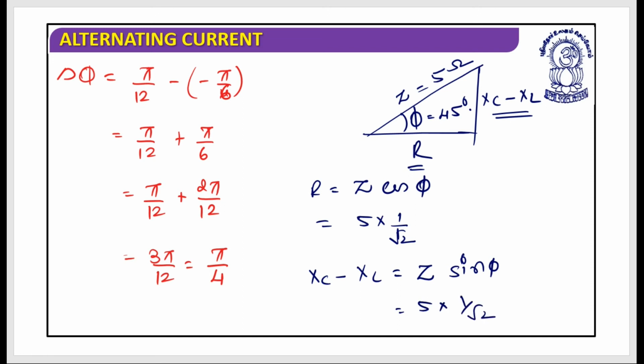So a perfect triangle would look something like this: this will be the phi, this will be 5 by root 2, which is the value of R, this will be 5 by root 2, which is XC minus XL, and this is equal to Z. That's it. You did it. Great job. I hope this is clear. Is it clear? Great. So ready for the next question?